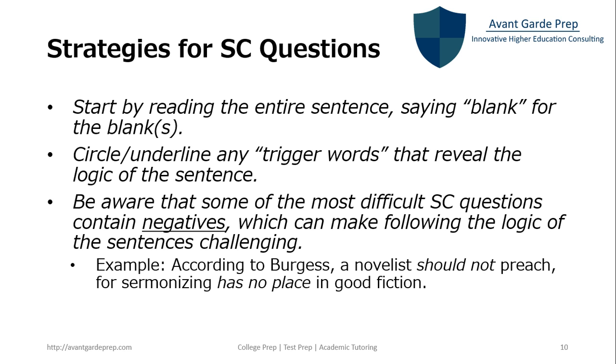If you look at this example, according to Burgess, a novelist should not preach, for sermonizing has no place in good fiction. And there's a negative in each clause, should not preach and has no place. And we have this transitional word for, which is a one-way conjunction that indicates that the second part of the sentence is going to explain the first part. So a novelist should not preach. We could almost insert the word because right here, because sermonizing has no place in good fiction. For and because are both one-way conjunctions. But negatives make it just a little bit more difficult to keep the logic of the sentence parallel.